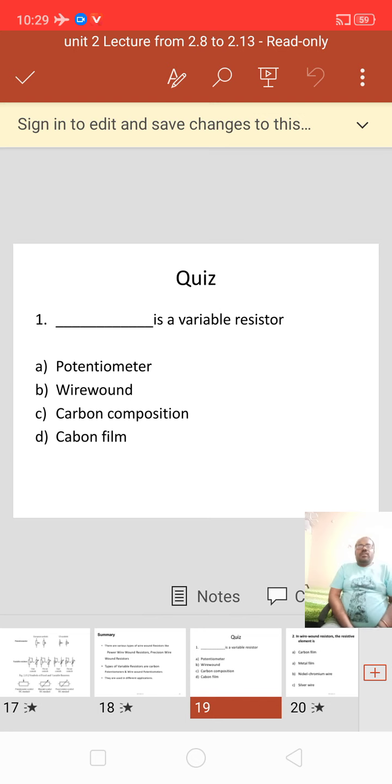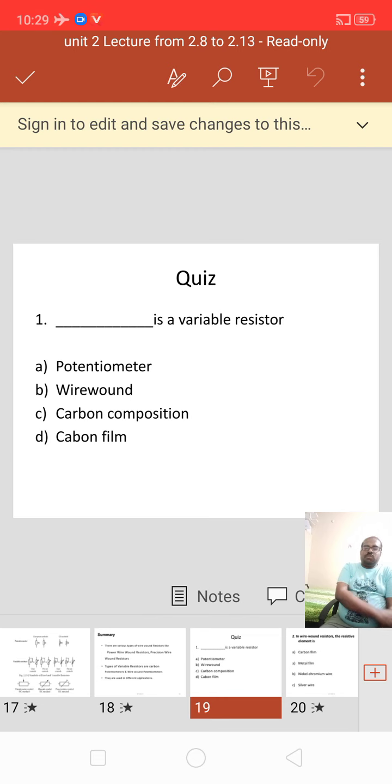Here we can attempt a quiz. By that I can judge your listening. First one, dash is a variable resistor. A, potentiometer; B, wire wound; C, carbon composition resistor; next, carbon film resistor. These are the four choices we have given.